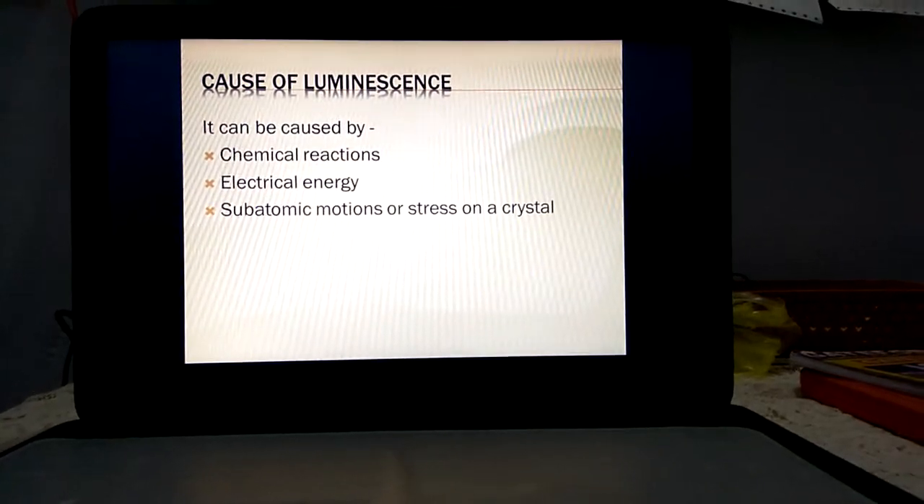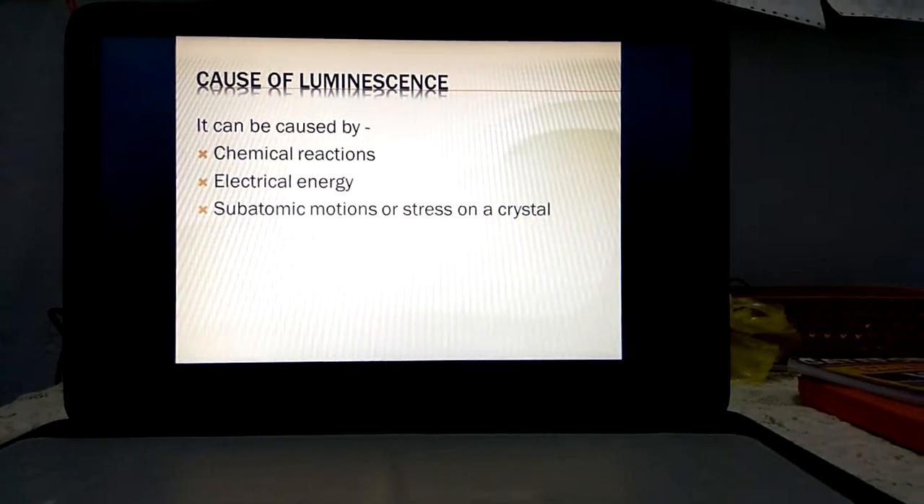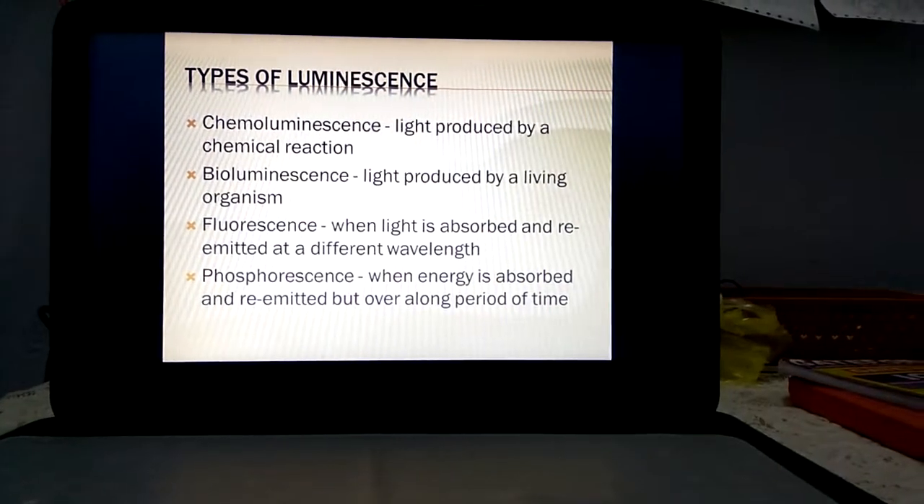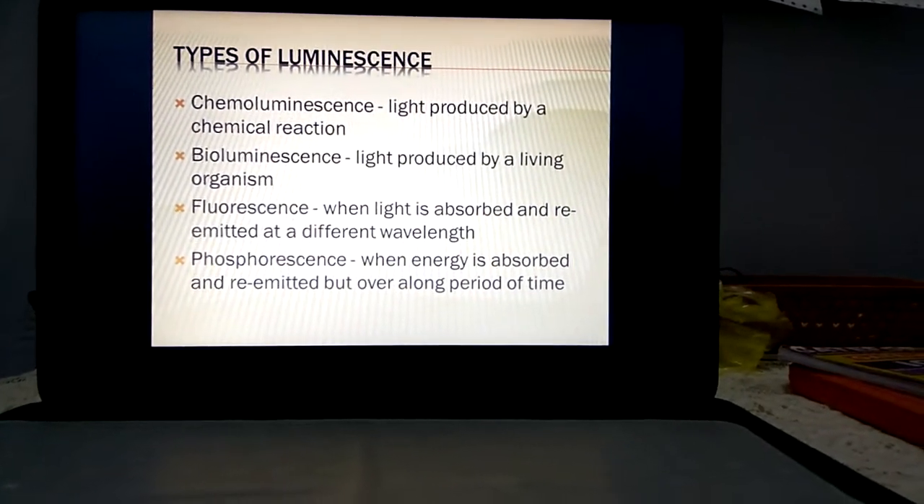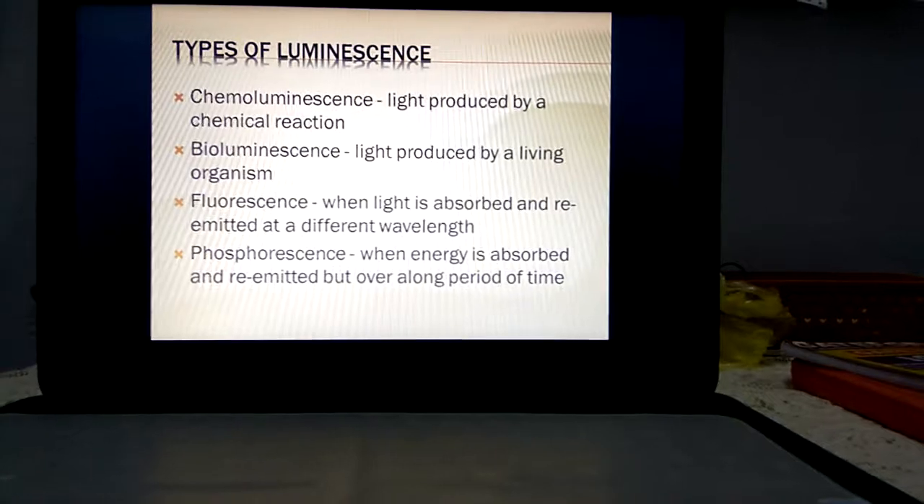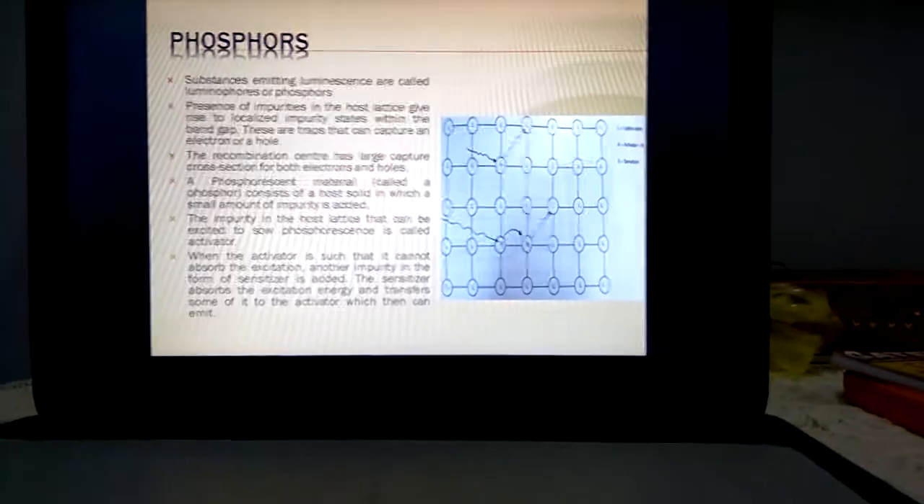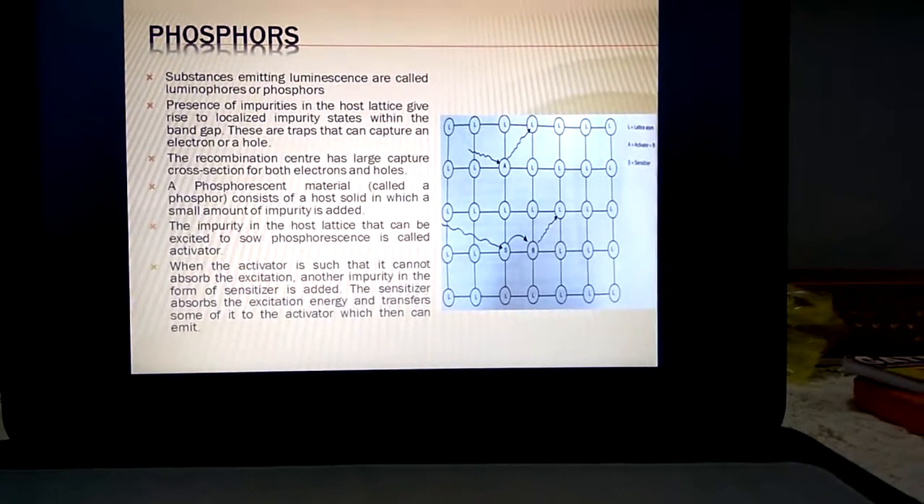Now, causes of luminescence. It can be caused by chemical reaction, electrical energy, subatomic motions, or stress on a crystal. Now, types of luminescence. It includes chemoluminescence, bioluminescence, fluorescence, and phosphorescence. Now are the phosphors. Substances emitting luminescence are called phosphors.